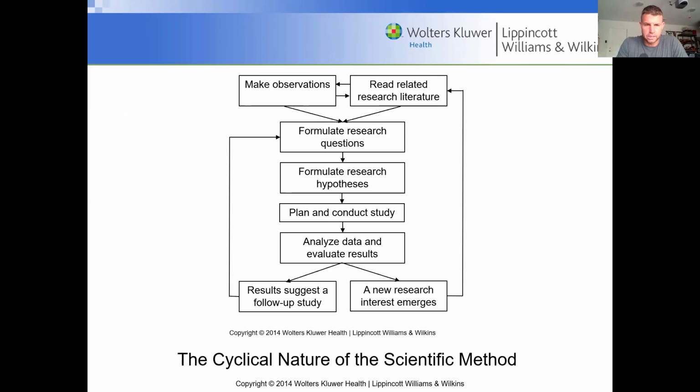So here's the cyclical nature of the scientific method. Again, you make observations, you read some research literature, and then you make more observations, and you kind of get some things, and then you formulate a research question. You come up with your hypothesis based on all the things that you've read, you've seen, your education, your observations, and so on and so forth. From there, you create your hypothesis of what you expect to see when you do your research. You plan, conduct your study, and analyze the data.